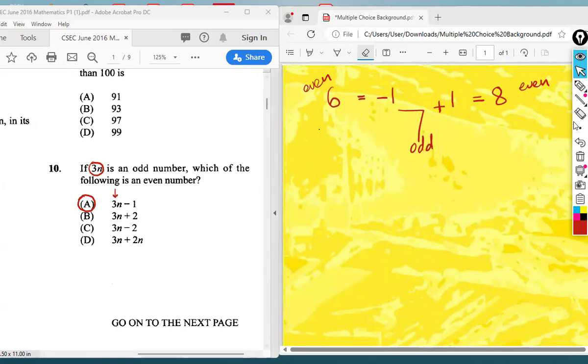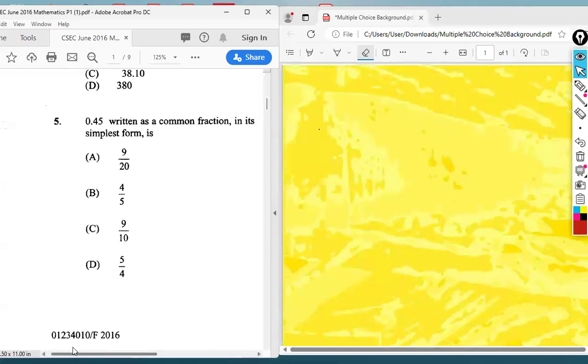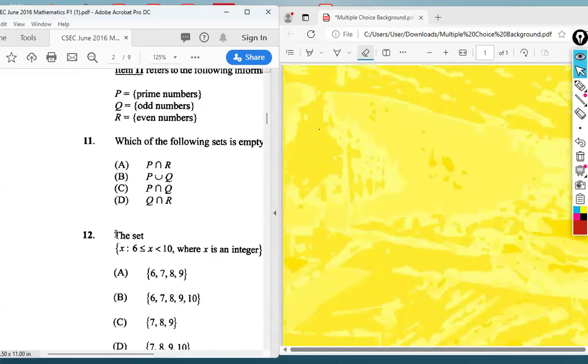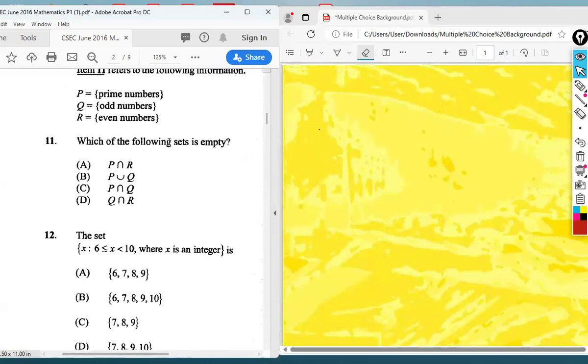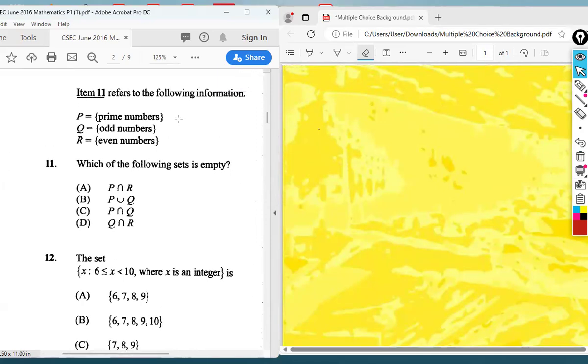Number 11 and hopefully number 12 can fit. Yes, for the time being, only number 11 can fit properly. Good luck, right?